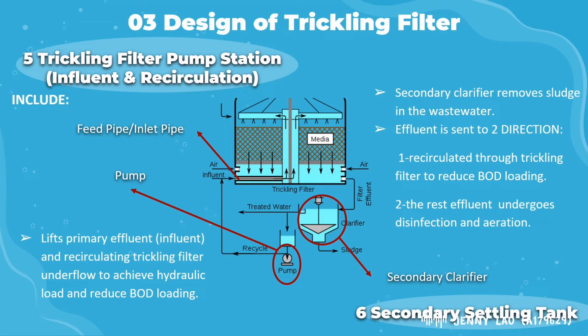The effluent is sent to two directions. The first direction is the recirculation through trickling filter to reduce BOD loading. The second direction is for disinfection and aeration before the treated water being released to stream or river.